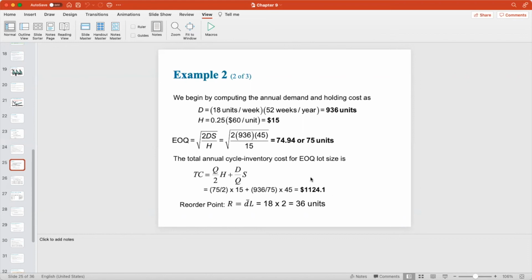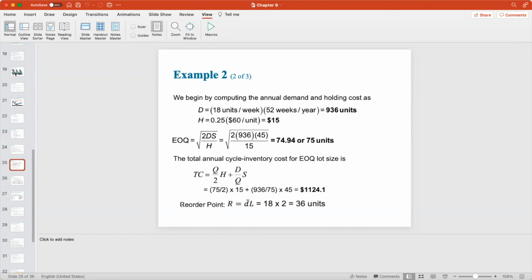You can definitely check by using some other Q amount. Instead of 75, you may use, for example, 80, or, for example, 60. You will find that the corresponding total cost will be higher than this amount, simply because the EOQ amount ensures that the corresponding total cost is the minimized inventory total cost. You can definitely double check it. That's actually a very nice process.